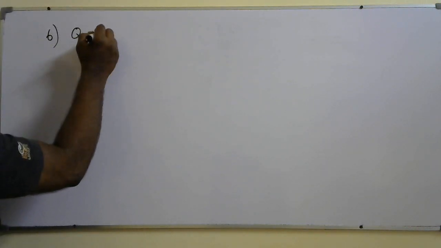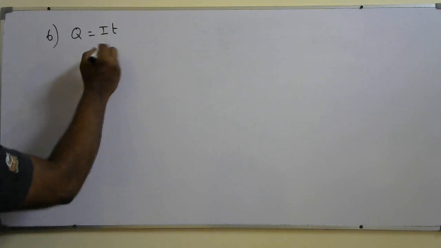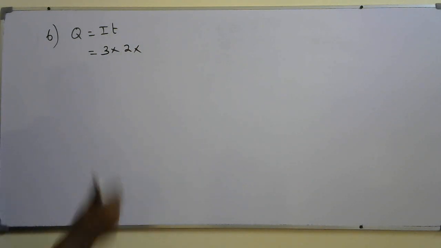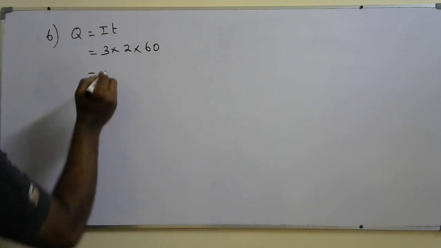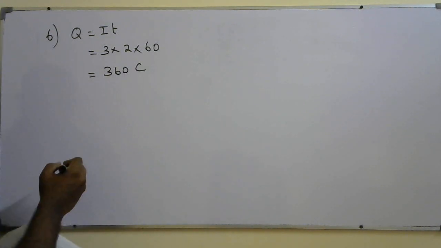So question number 6, we know Q equals I T. The current is given, 3 amperes, multiplied by the time, which should be in seconds. So 2 minutes is 2 into 60. Solve it, you will get the answer. That will be 360 coulomb. Answer D.